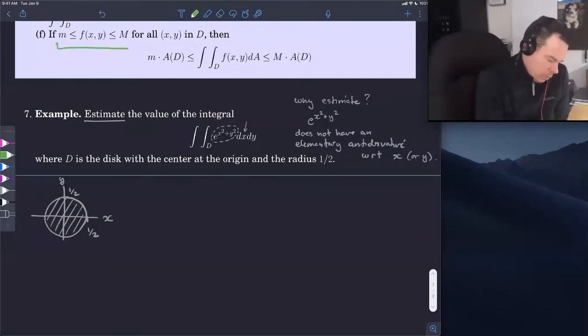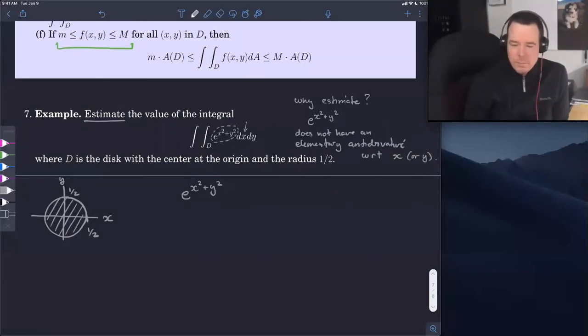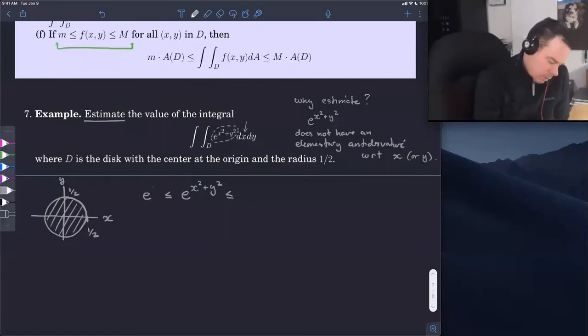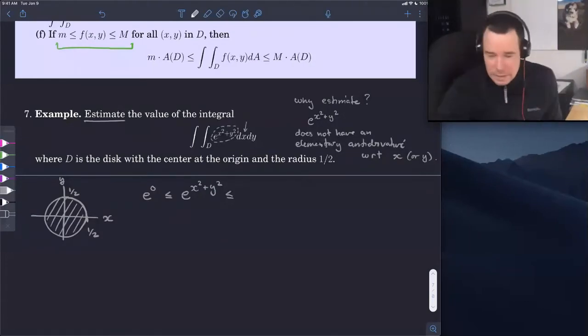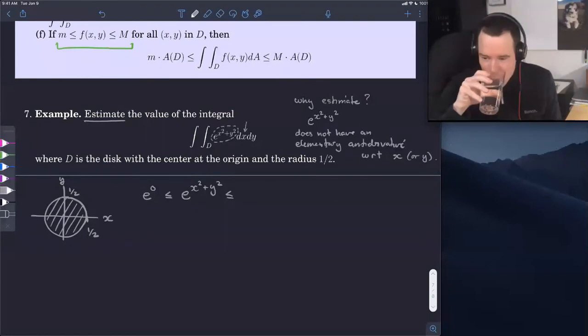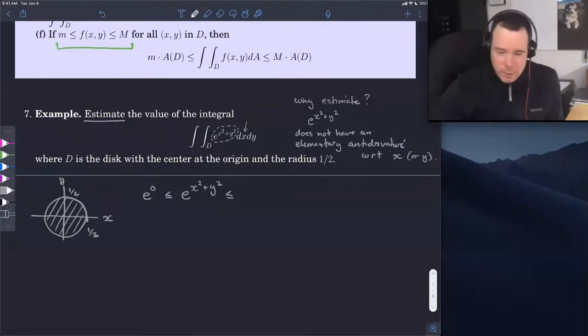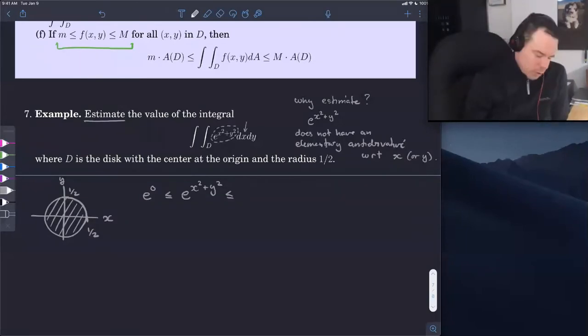Then what we need to do is trap our function between two constants. So that's the first thing we're going to do. We're going to say, our function that we're trying to integrate over is going to be trapped between, well, what's the smallest that x squared plus y squared can be? Both x and y could be 0. And so the smallest this function could be is e to the 0. That's just because x squared plus y squared are positive, so the sum of two positive numbers is positive.